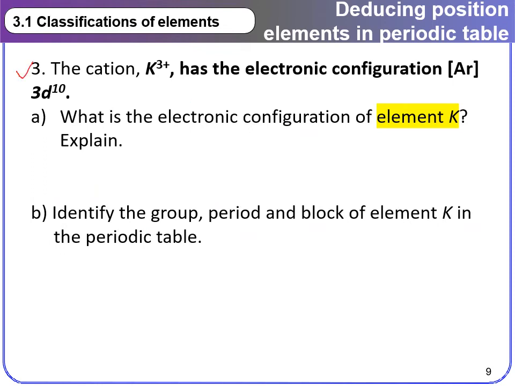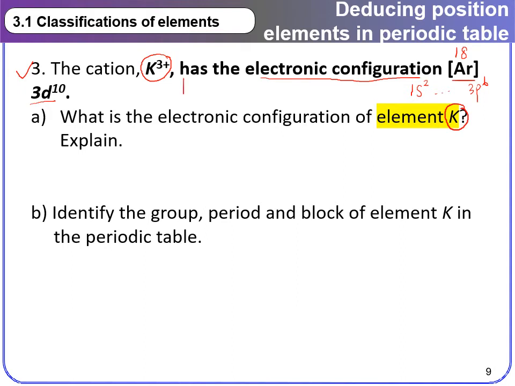Continue with question number 3. The cation K3+ has the electron configuration argon followed by 3d10. The proton number for argon is 18, so generally we have 1s2 up to 3p6. So what is the electronic configuration for element K?